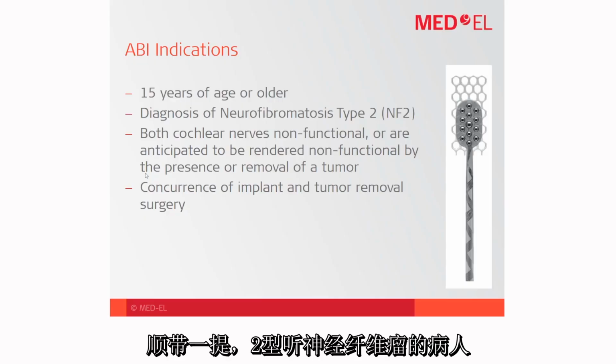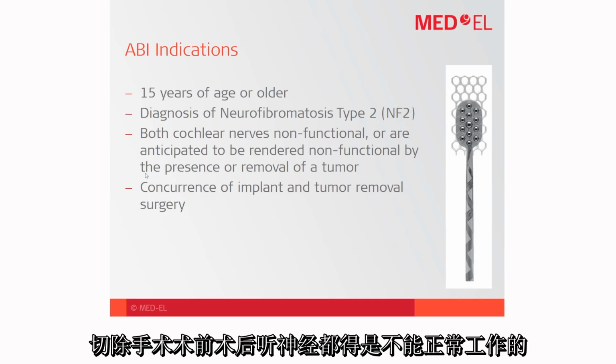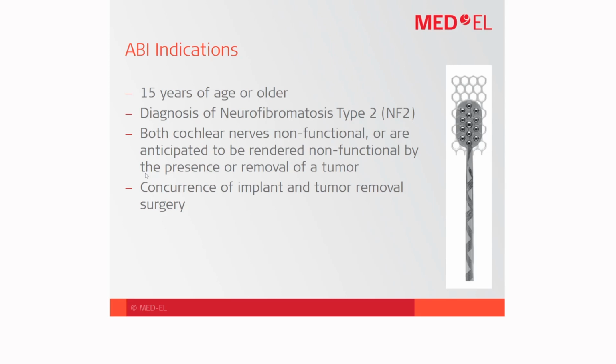Patients should also have a diagnosis of neurofibromatosis type 2 or NF2. Both cochlear nerves should be non-functional or are anticipated to be rendered non-functional because of tumor removal surgery. And typically, when you implant an ABI, it happens concurrently with the removal of a tumor in cases of neurofibromatosis type 2.